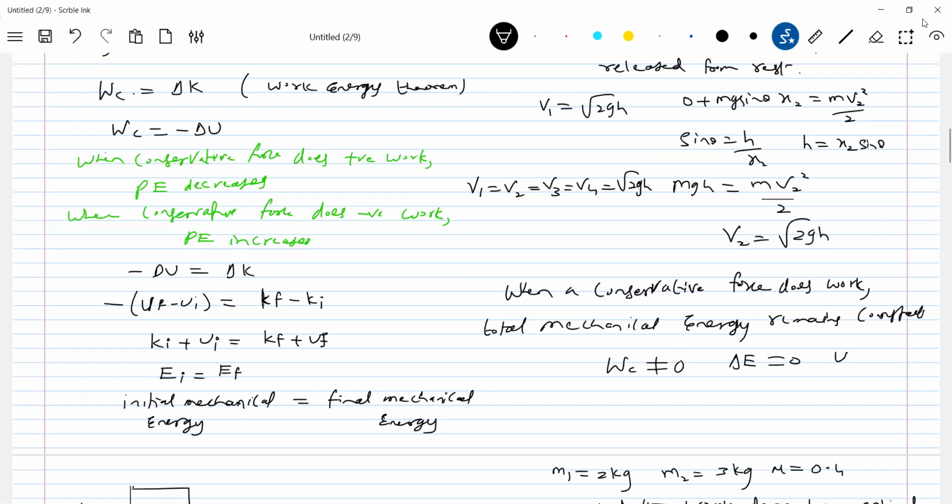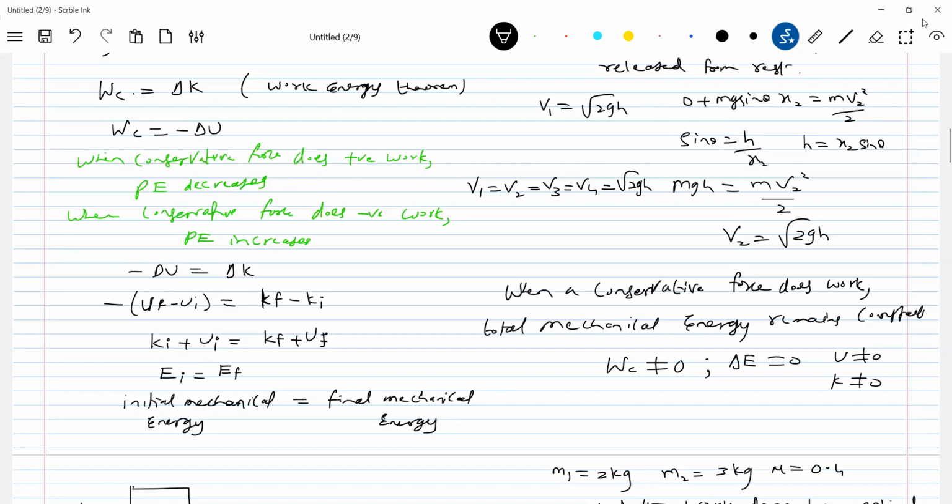What will happen to potential energy? It may change. When a conservative force does work, it must change, it will be non-zero. Then what about the kinetic energy? That will change too. So these are some examples I'm picking up here. Is it okay? So this is nothing but the conservation of mechanical energy principle. It's very important, and in many problems I'll be using this. So what is the basic idea? It is called the law of conservation of mechanical energy.